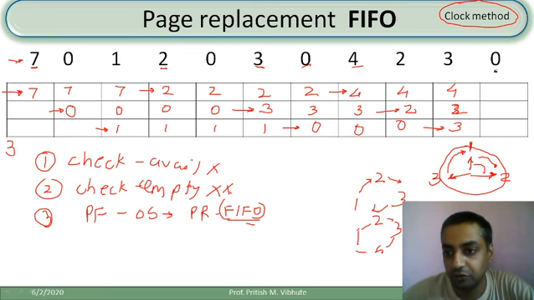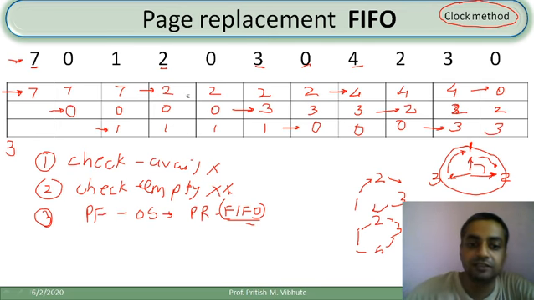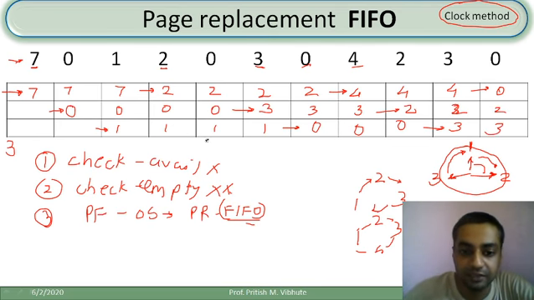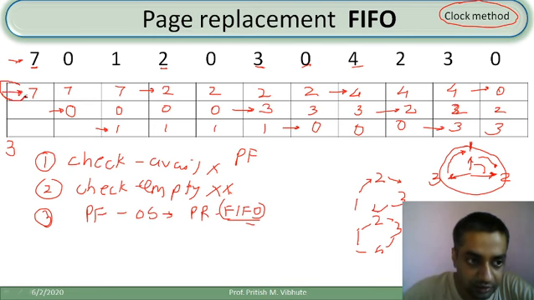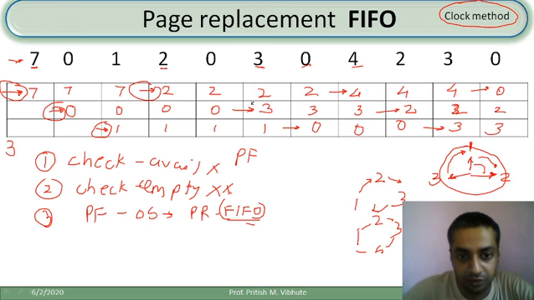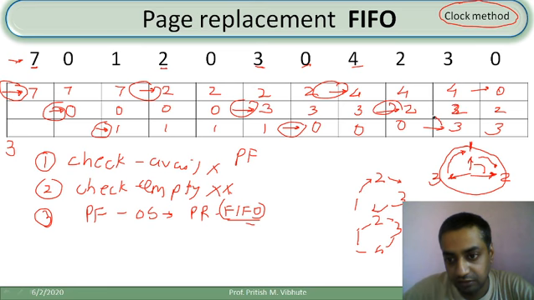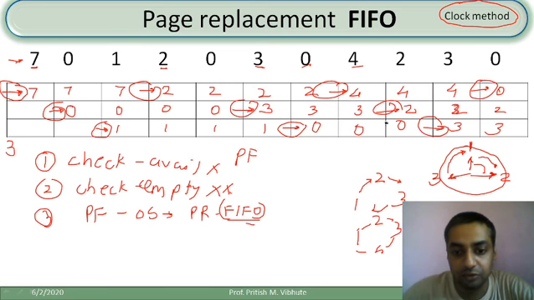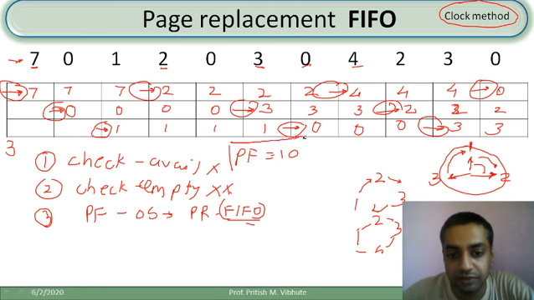Now I want 0. Again, the third is completed. I will go back to 1 and I will replace the page at location number 1. Now you can see that this is how we solve the entire FIFO. Now let's calculate the total number of page faults. So the total number of page faults is nothing but counting these arrows. 1, 2, 3, 4, 5, 6, 7, 8, 9, 10. So the number of page faults in this particular problem statement using the FIFO algorithm is 10.